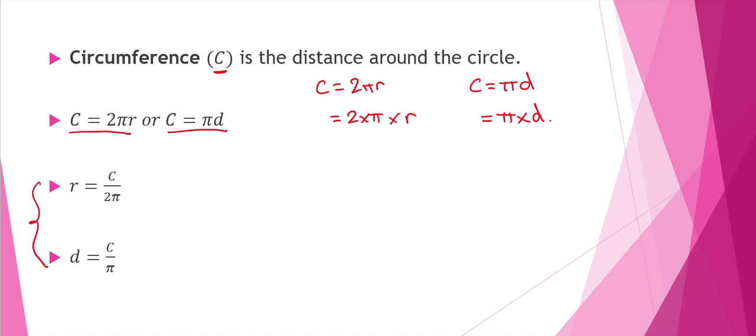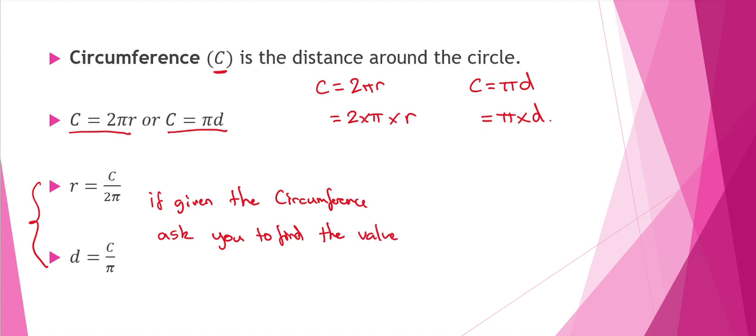Now, these two equations right here, where it's got r is equal to C over 2 pi and d is equal to C over pi, all this means is that if you are given the circumference, let's say the question gives you the circumference already, they're going to ask you to find the value of r or d, aka they're going to ask you to find the value of the radius or the diameter instead.